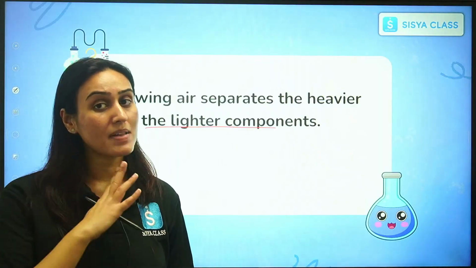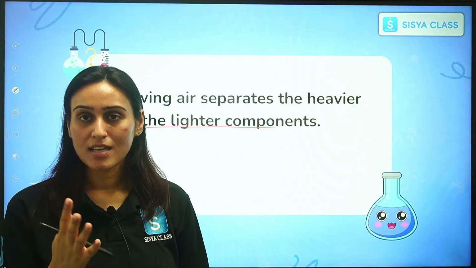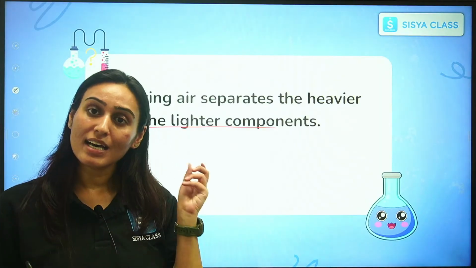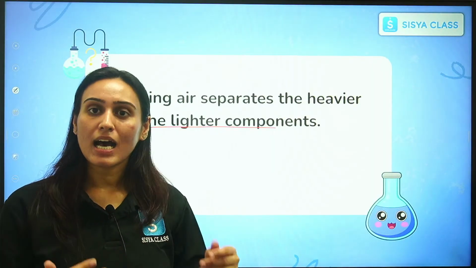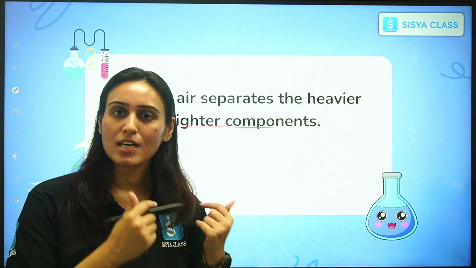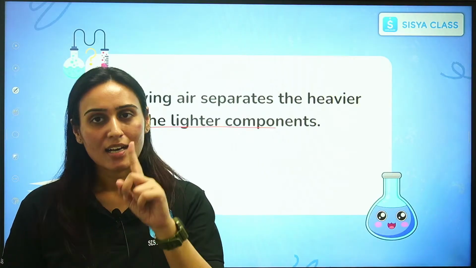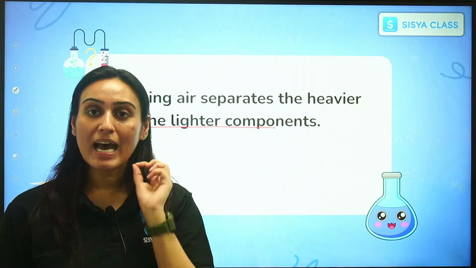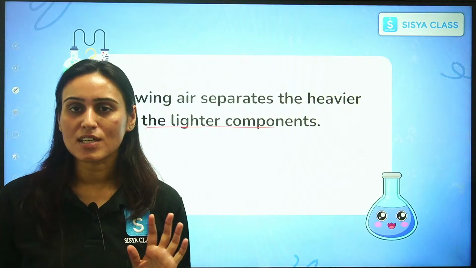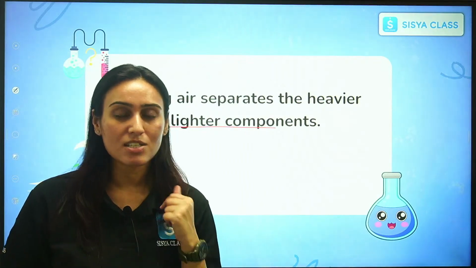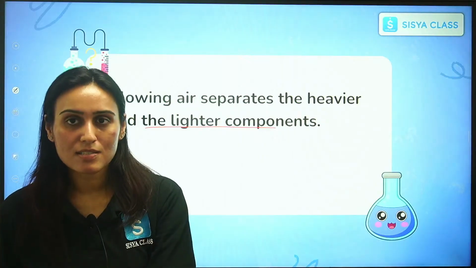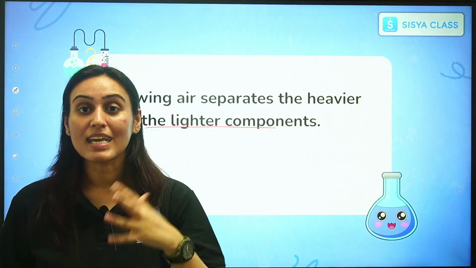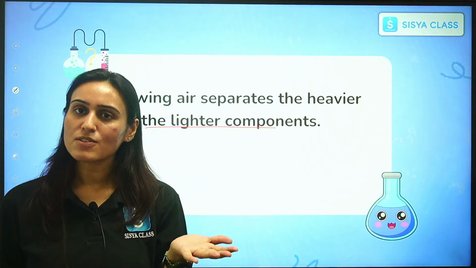So can we apply that same phenomena in order to separate out the grains also from the husk? Do we have to do it as is, or is there a different way by which we can proceed here? The principle remains the same. We are using the difference in density to separate out the components of the mixture, but what exactly are we doing here? What is the process we are using here? What is the name of that process? Let's find out.